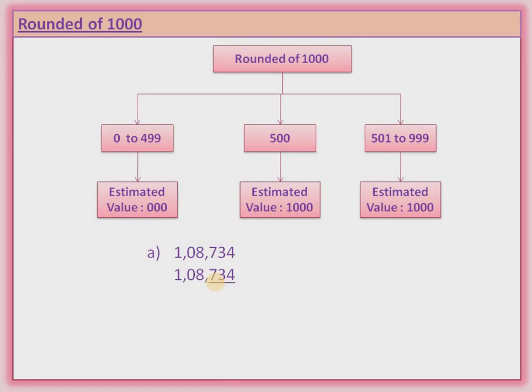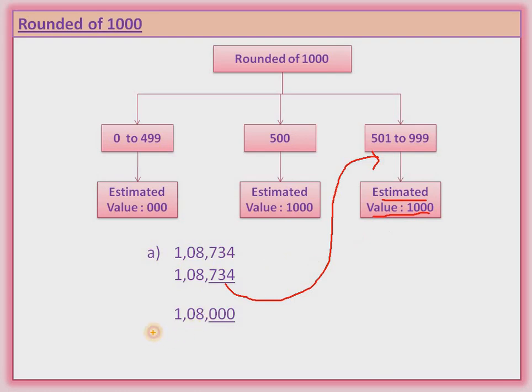So what do we have to do next? We will write 3 times 0 instead of 734. So I am going to write 1,08,000. Now check this number, 734. In which category should it be categorized? This number is in between 501 to 999. So tell me, what is the estimated value? The estimated value is equal to 1000.